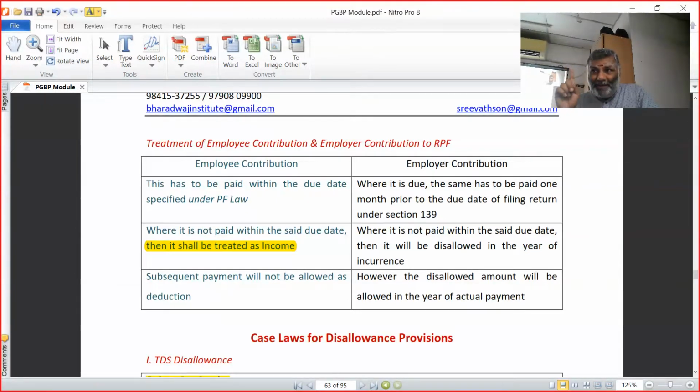I have not paid within the due date. So this 2,000 will be treated as income. The net effect is 50 minus 2: 50 on the debit, 2 on the credit. Subsequently, when you pay also, I will not give the deduction. I am supposed to pay your contribution on time. For my contribution, employer's contribution to PF payable, not paid within the due date of filing under income tax law, it is disallowed, and in the year of payment allowed.